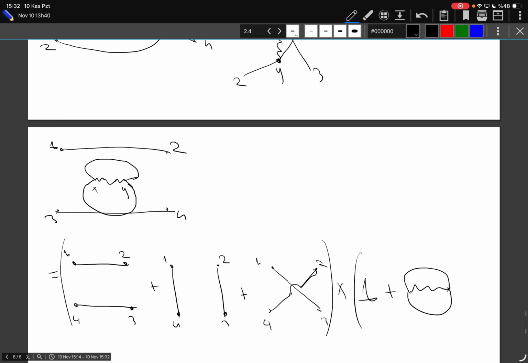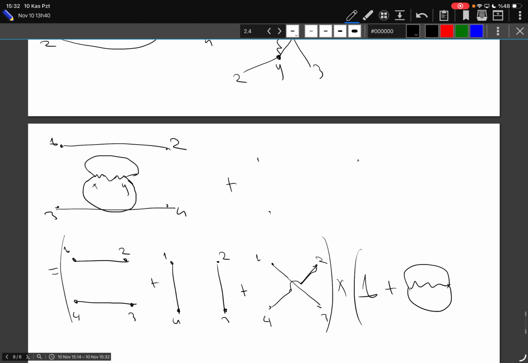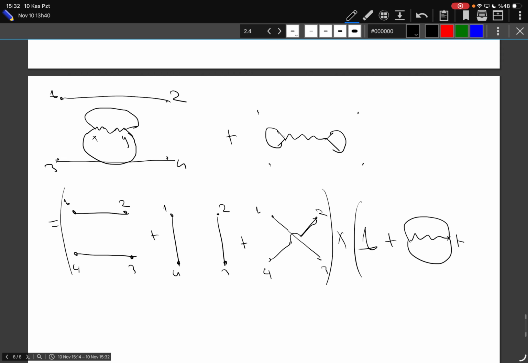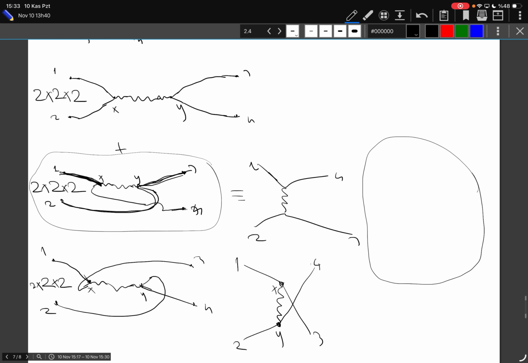Well, that's not the only thing. I also have this one. Basically, 1, 2, and 3, 4. We can just imagine all possible ways of connecting them. That is this diagram. And basically, well, that's the computation. We have calculated, we know what to write.